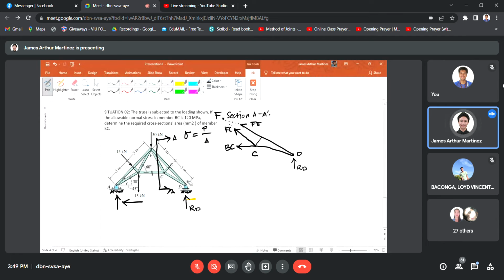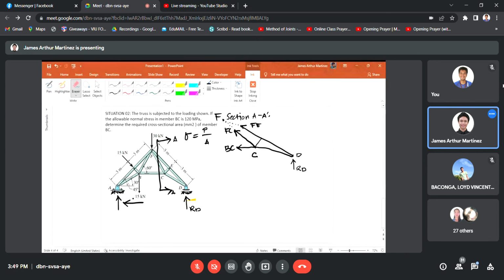But if you are comfortable using the method of joints, then it is okay, no? As long as you can obtain the internal reaction of member BC. So that's just the goal, no?